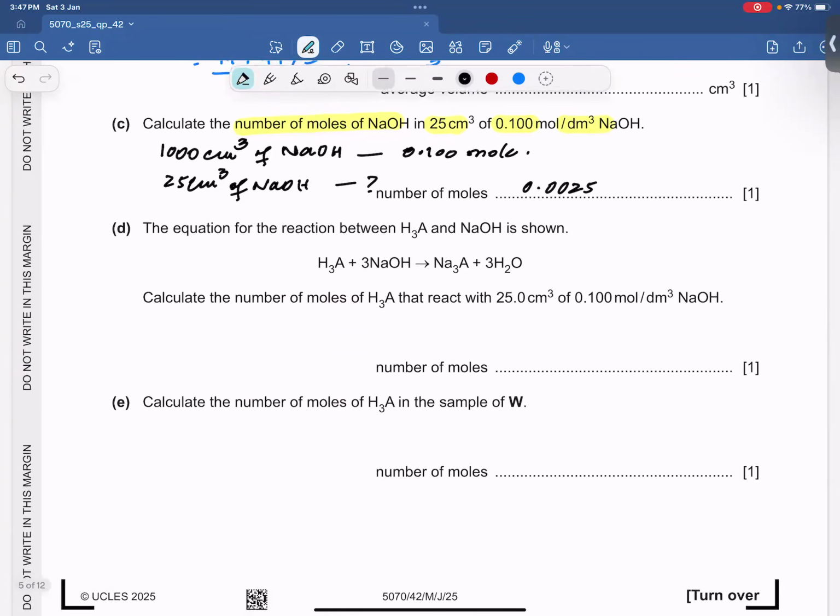Okay. The equation for the reaction between H3A and NaOH is given. And see, the molar ratio between acid and NaOH is 1:3. So the examiner is looking for the number of moles of acid that reacts with this amount of NaOH. That's an easy thing. This is H3A and NaOH. This is 1 mole. This is 3 mole. When we have 0.0025, the moles of acid is going to be divided by 3. So it's going to be 8.33 into 10 to the power minus 4.